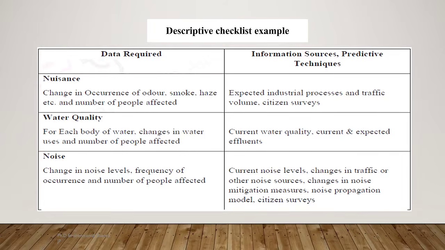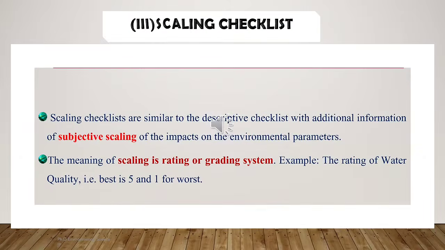So in simple checklist, you were not given any sort of guidelines how to measure the data about the environmental parameters. In descriptive checklist, you were given guidelines how to measure data. In scaling checklist, you will be given guidelines as well as subjective scaling or rating system to evaluate the significance of impacts. So the scaling checklists are extension of descriptive checklists used in EIA. They not only identify environmental parameters and provide guidelines on how to measure these parameters, but they also incorporate a subjective scaling or rating system to evaluate the significance of the impacts.